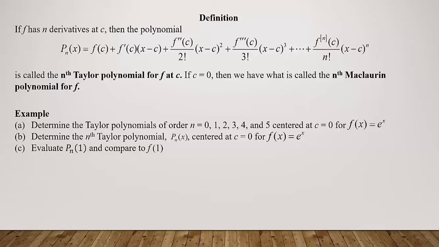Then we're going to evaluate our polynomial approximation at 1 and compare it to f of 1. I'll probably use the fourth Taylor polynomial, so I'll probably do p sub 4 of 1 and compare it to f of 1. Or maybe I'll do p sub 5.